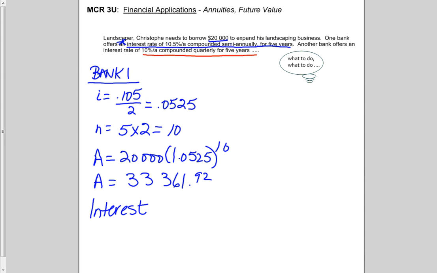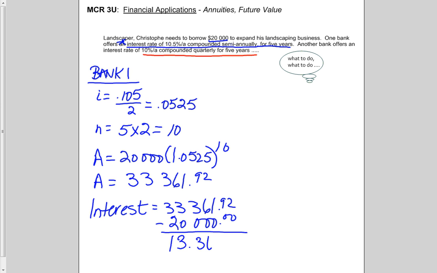would be 33,361.92, which is what he owes the bank. Subtract what he actually borrowed. So the interest would be $13,361.92. There we are. The second bank, slightly lower rate, but it's compounded more often, and we know that that can work against us in a loan.